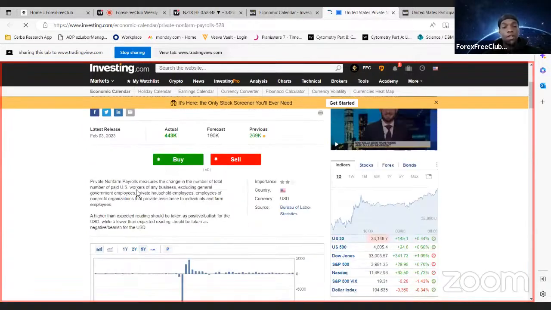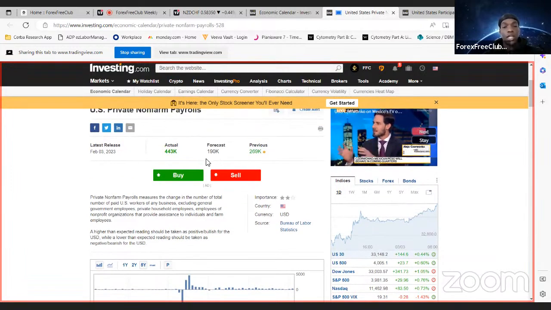All right, so private non-farm payrolls measures the change in the total number of paid U.S. workers of any business, excluding general government employees, private household employees, employees of nonprofit organizations that provide assistance to individuals, and farm employees. A higher than expected reading should be taken as positive or bullish for the USD, while a lower than expected reading should be taken as negative.